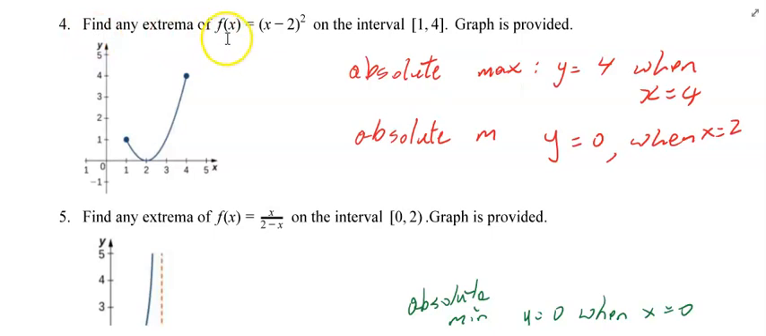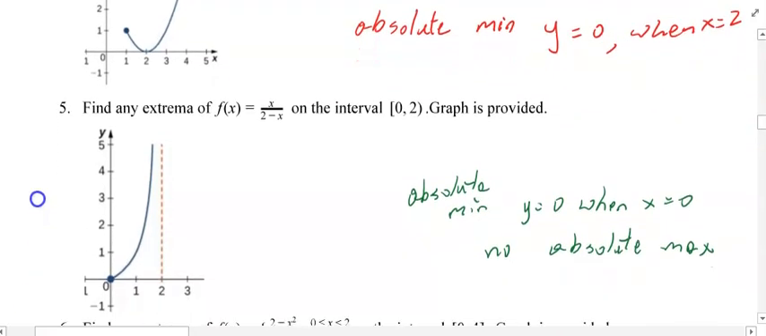For number 4, this graph, we can say then that the absolute maximum is y is equal to 4 when x equals 4. And the absolute minimum is y equals 0 when x equals 2.